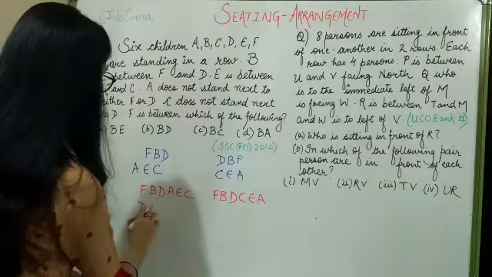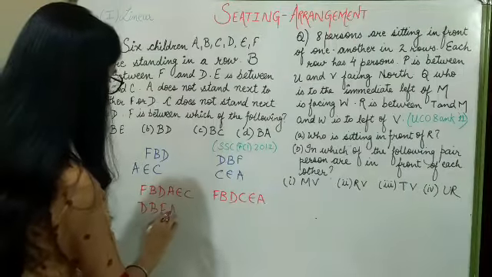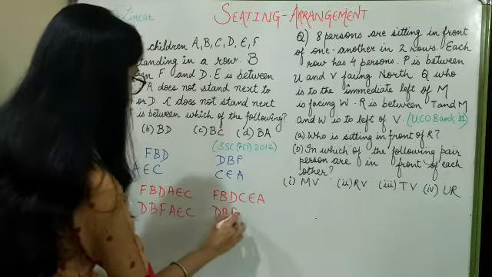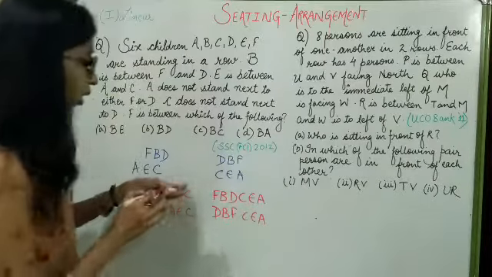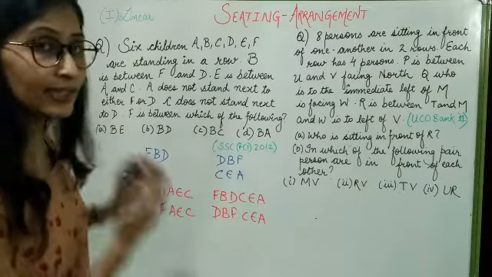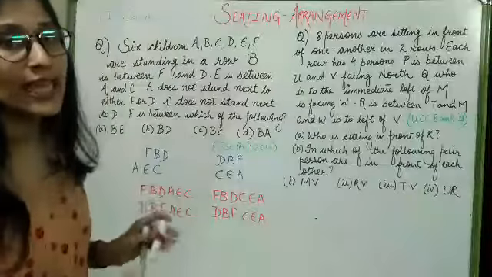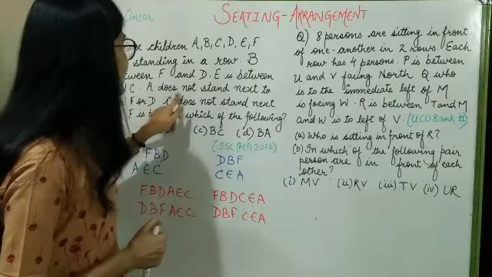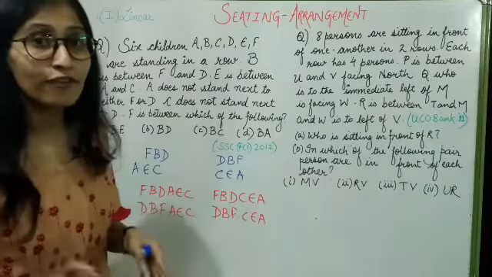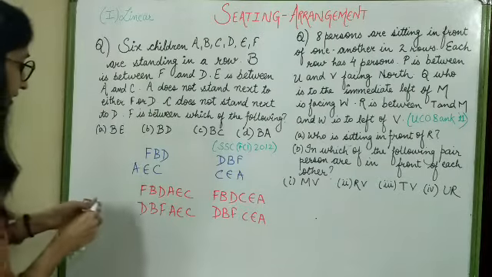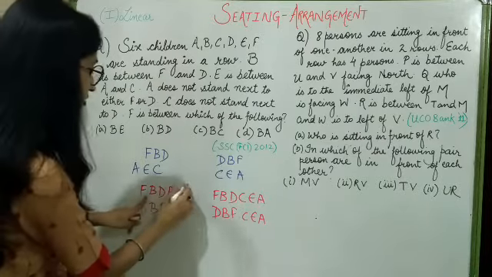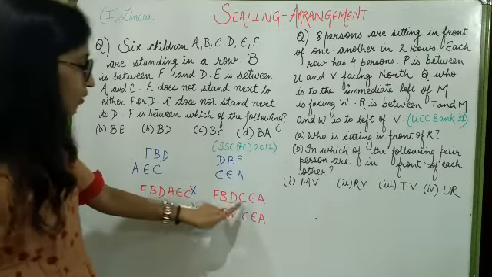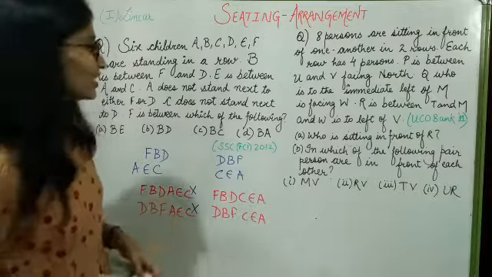Next I can write DBF, AEC or DBF, CEA. All these 4 arrangements are giving me B is between F and D and E is between A and C. Next it is written that A does not stand next to either F or D. Now in this case, A is next to D. This is wrong. A is next to F. This is also wrong. Now this is satisfactory and this is also satisfactory.